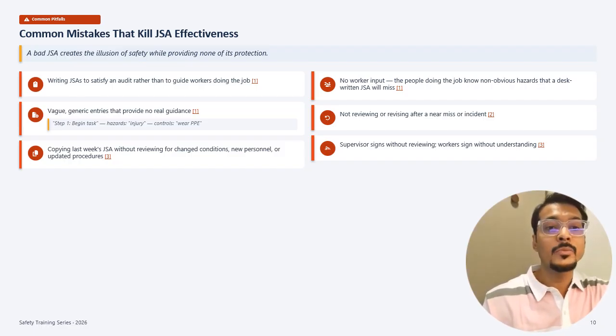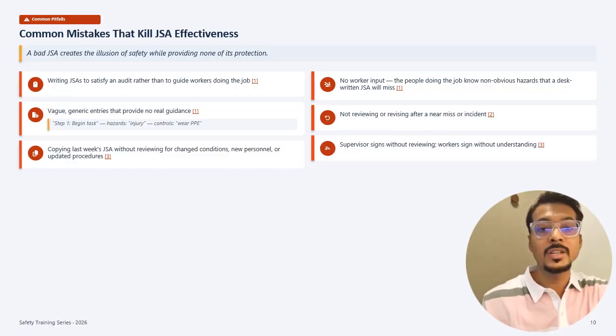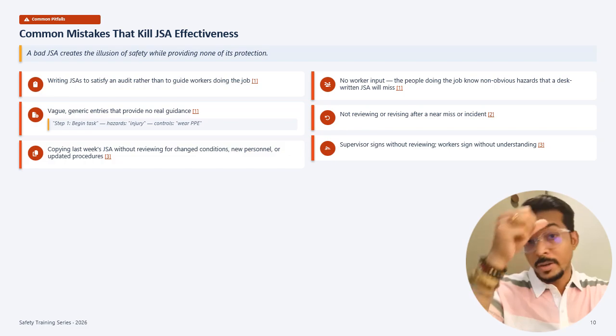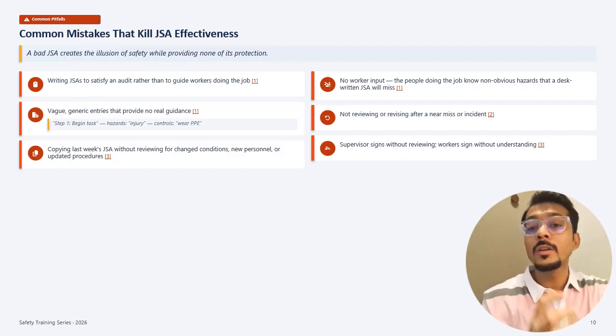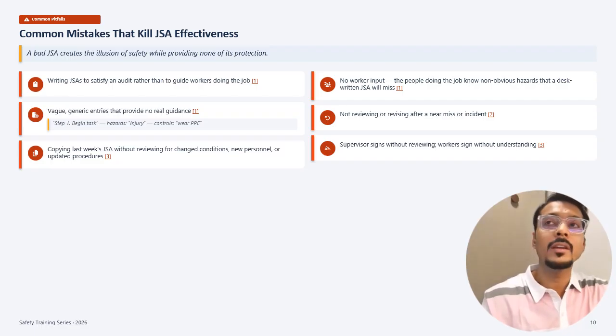Copying last week's JSA without reviewing for changed conditions, new personnel, or updated procedures. That is also important. Having no worker input. The people doing the job know non-obvious hazards that a desk-written JSA will definitely miss. If I'm not working that job, how can I know the job-specific hazards?